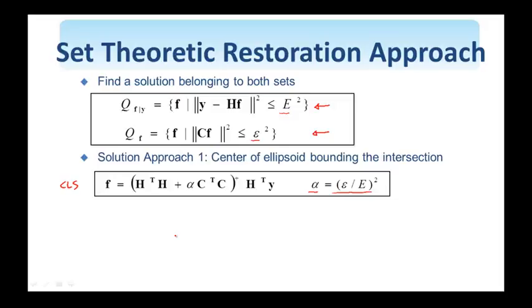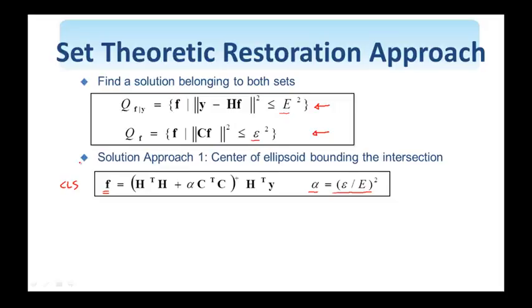It should be clear that by picking E and epsilon a certain way, these two sets may not intersect if they both are, for example, chosen to be very small. And therefore, I need to check if indeed this solution I find belongs to both of these sets that it should belong to.